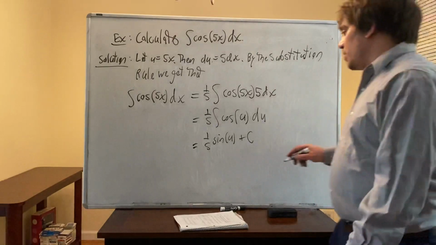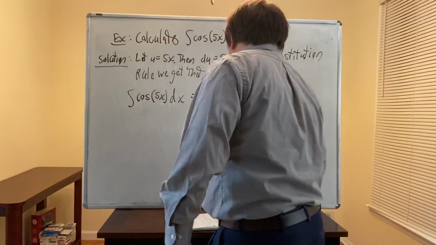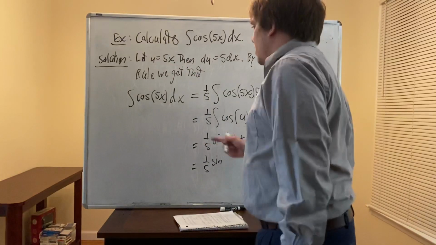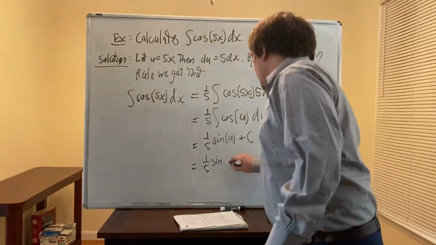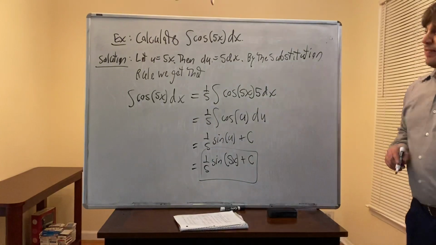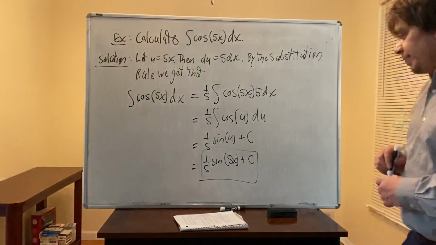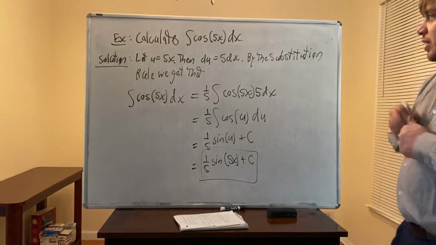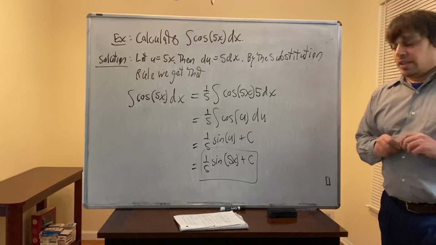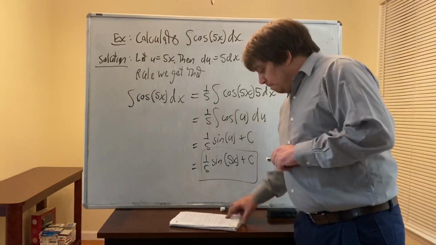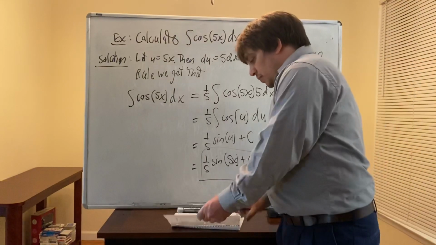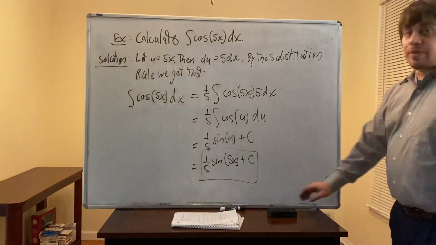Okay, skipping one minor algebra step, which ends up with the same result: 1/5 sine of u. Now I'm going to bring back my expression of x. So sine of u means sine of 5x, and then plus c. So the answer is 1/5 sine of 5x plus c. That's the integral of cosine of 5x dx. And we're done. That's another answer to another problem. Calculate the integral of cosine of 5x dx. Okay? Okay, good. So we're good with that. Okay, let's keep going.